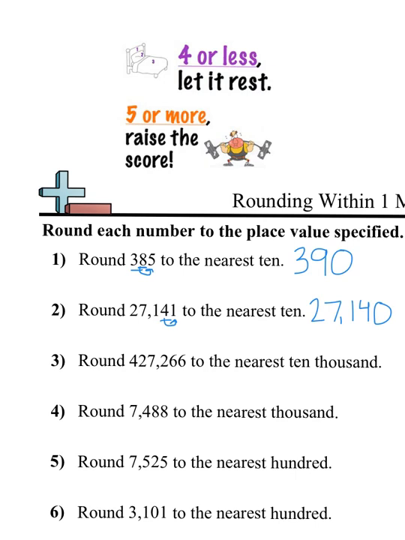All right, number 3. Round 427,266 to the nearest 10,000. The 10,000s place would be this 2 right here. The neighbor to the right is a 7 in the thousands place. Well, 7 is 5 or greater, so we need to round up. 5 or more, raise the score. Which means the 2 in the 10,000s place will round up to a 3. So our answer here will be 430,000.